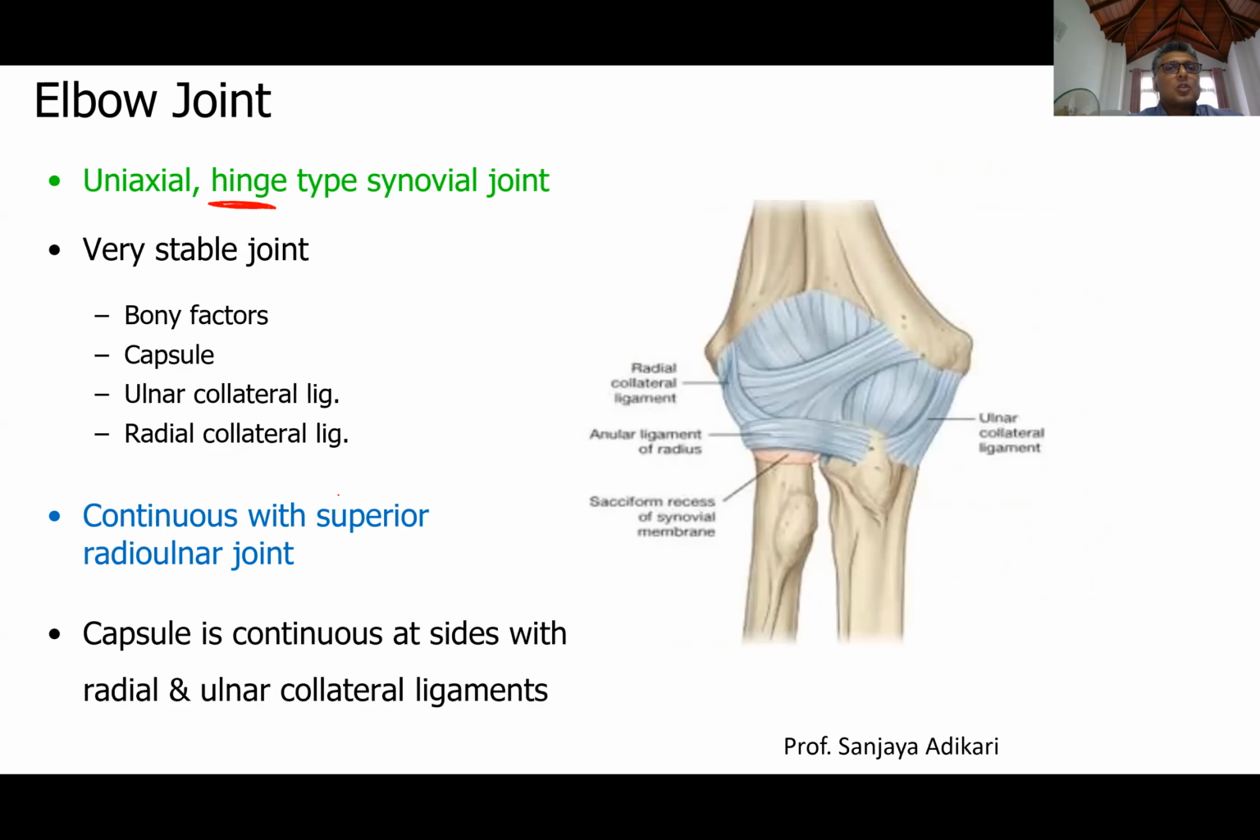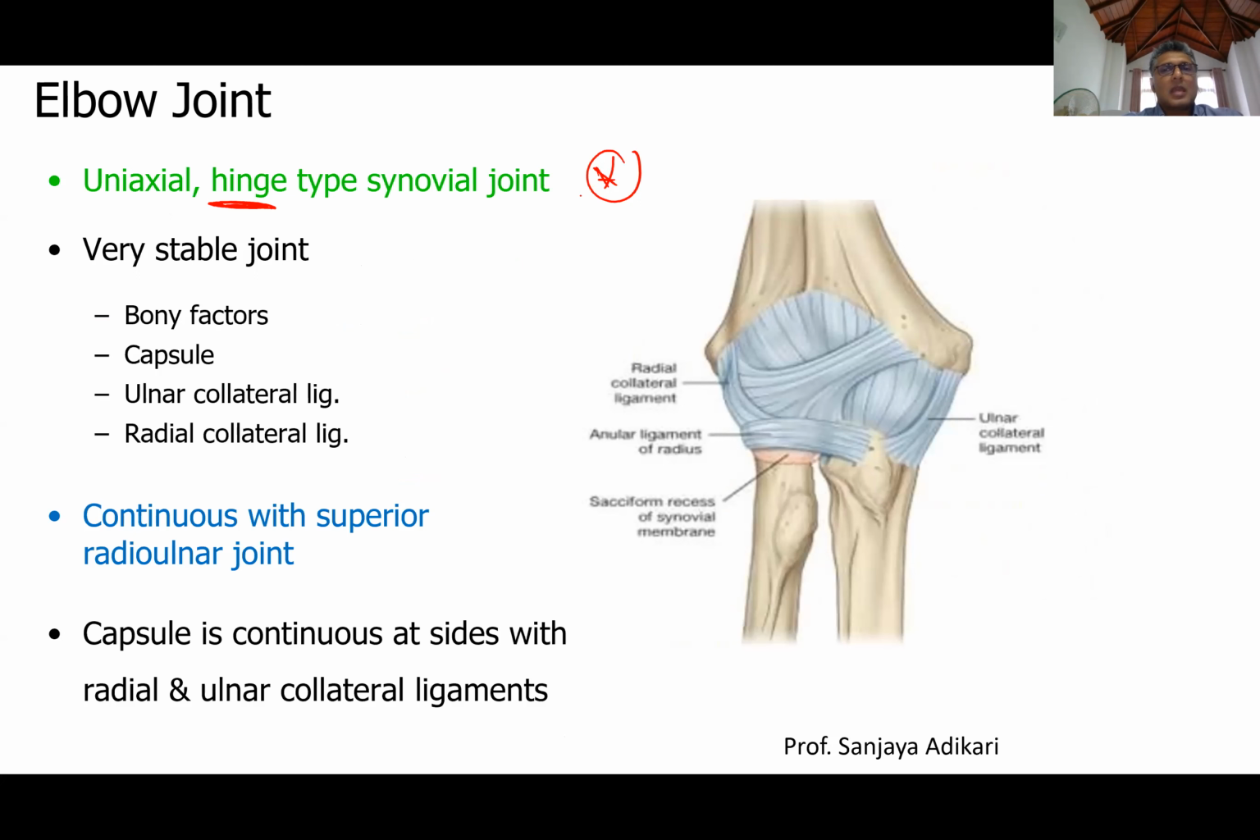Okay, so it's a uniaxial hinge type synovial joint. So in an essay, if you write about the elbow joint, remember this statement. It's easy to write that it's uniaxial. Don't just write synovial joint. It's a uniaxial hinge, and you write them at the same place: uniaxial hinge type synovial joint.